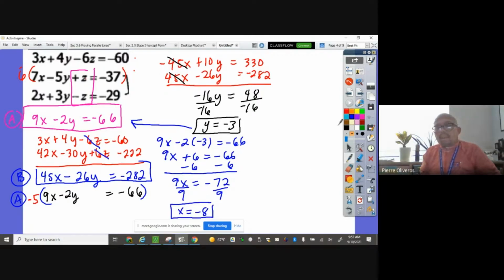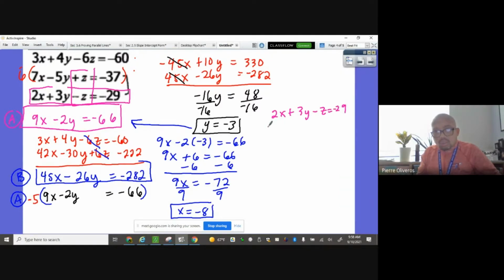Okay. Now we will try to find the variable z by plugging in negative 3 and negative 8 to y and x respectively. So I'll pick the last equation here. It doesn't matter which one you use. So 2x plus 3y minus z equals negative 29. So we know that x is negative 8. We know that y is negative 3, minus z equals negative 29.